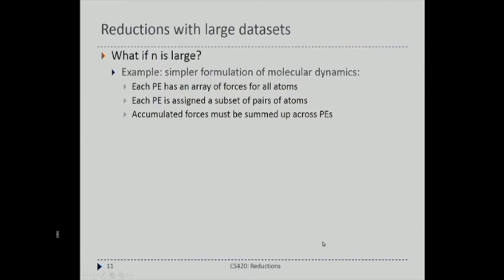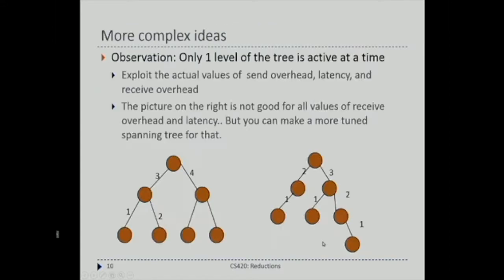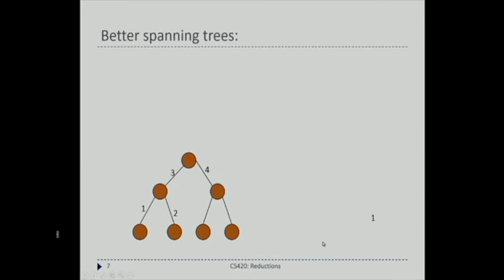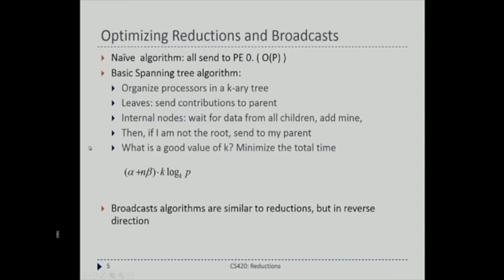The straightforward application of what we did before will be k log k to the base n multiplied by alpha plus n beta, that expression, right? So if n is very large, you're going to still have k log p to the base k, and we know that that's probably good at 2, 3, 4 or something like that for value of k, and then we're going to multiply that by alpha plus n beta.